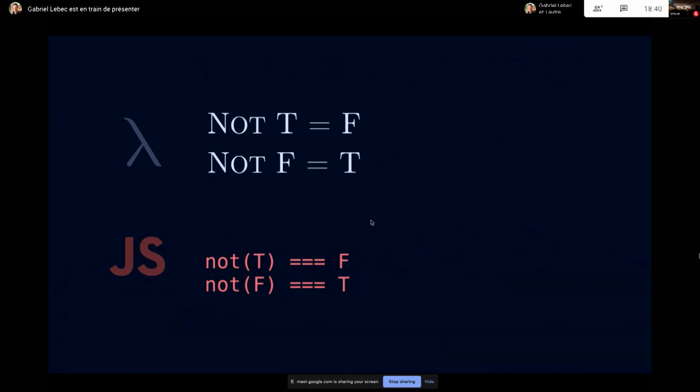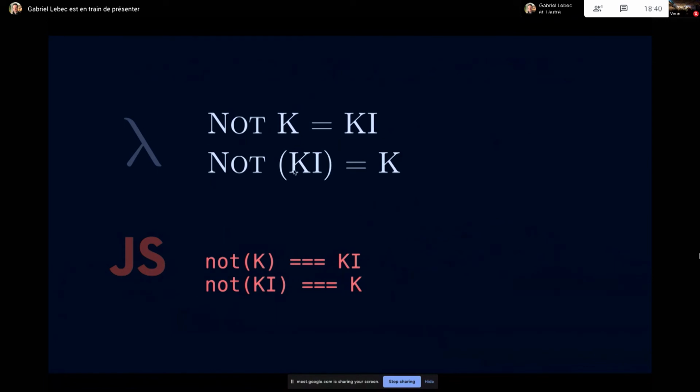Well, remember, the true function is the kestrel and the false function is the kite. So these are the same thing. So the not function, whatever we define it, if you give it the kestrel, it's got to give you back the kite. And if you give it the kite, it's got to give you back the kestrel. But remember, the kestrel and the kite are just functions that operate on their arguments. So the kestrel is a function that returns its first argument, and the kite is a function that returns its second argument.